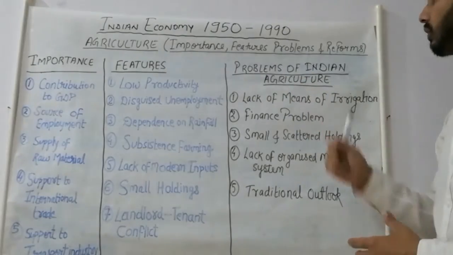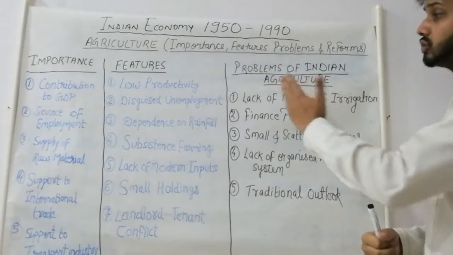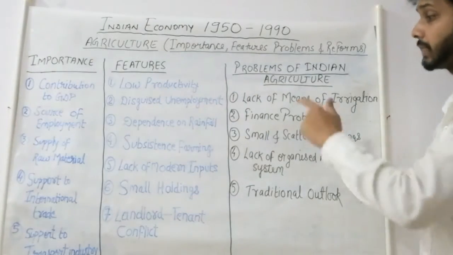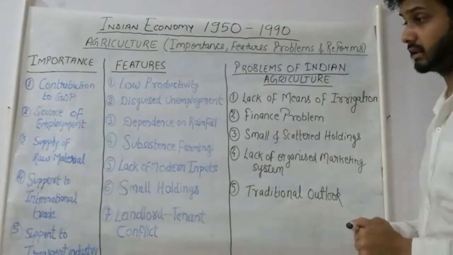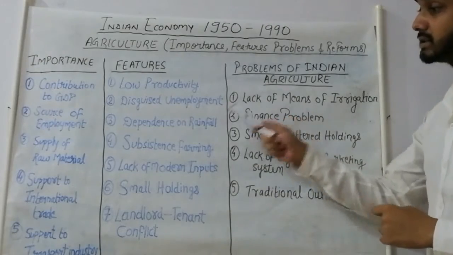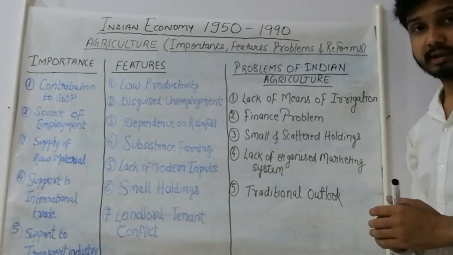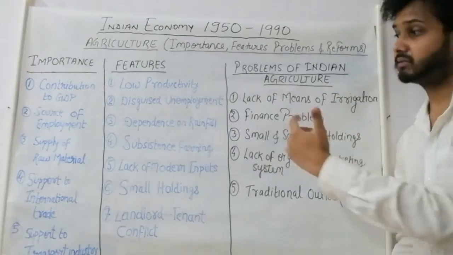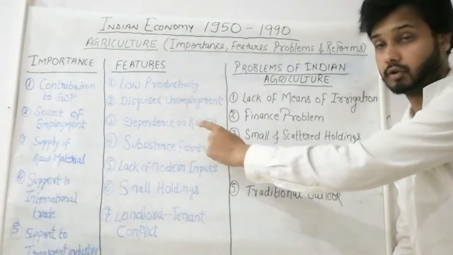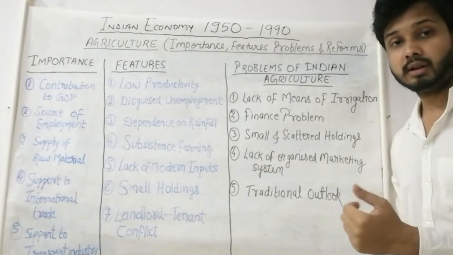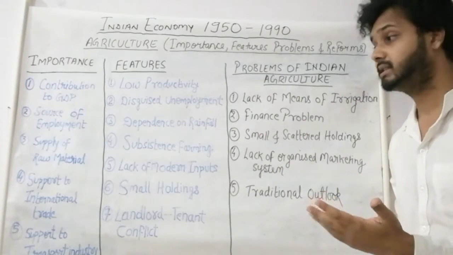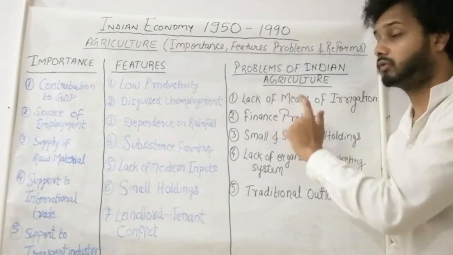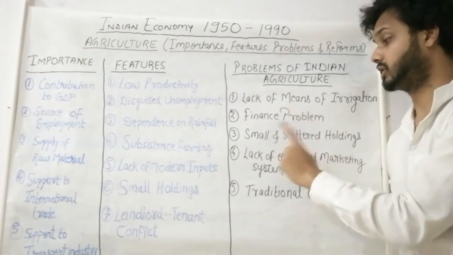Let us now see the problems of Indian agriculture. The problems of Indian agriculture are very much related to the features. Lack of means of irrigation. It is related to the point of dependence on rainfall, that we had a lack of means of irrigation. That's why we were dependent on rainfall only. If there is good rainfall, then agriculture production will be nice. If no rainfall, then no production. So this was one of the problems of Indian agriculture.